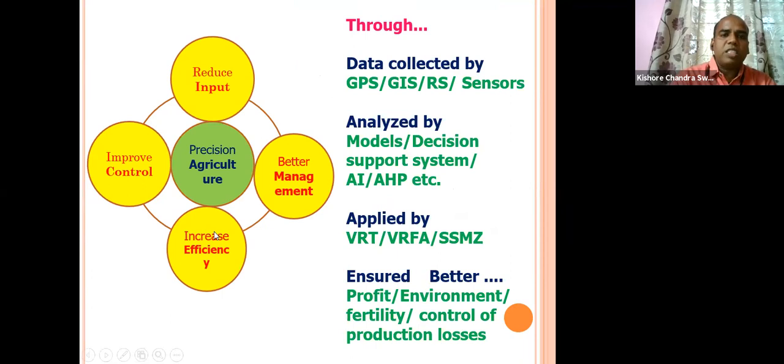Precision agriculture can be explained as reduce input, better management, improve control, and increase efficiency. When we talk about better management, we talk about getting better data through GPS, GIS, remote sensing, or analyzing the data through different models, decision support system, artificial intelligence, AHP, and applying those models through VRT, variable rate technology, and some other techniques, which will ensure better profit, ensure the amicable environment, and we should be able to maintain the fertility and reduce losses.